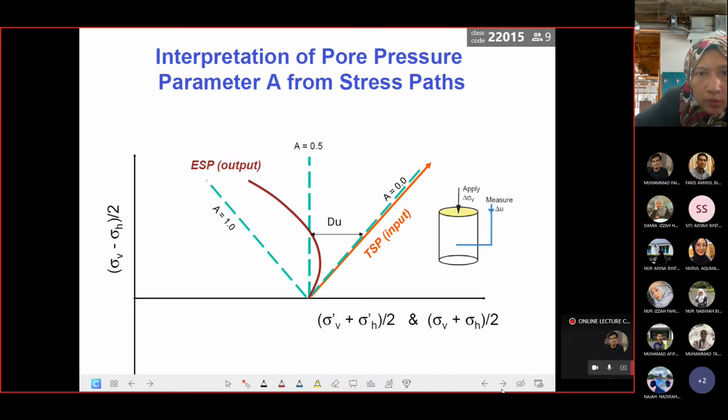Okay, interpretation of pore pressure parameter A from stress path. Yang ni pun the same thing juga, how it is defined and how it relates. Initially kita ada daripada total stress path untuk kita dapatkan ESP ni. Remember just now the formula is TSP minus dengan delta U. So delta U ni is a difference antara pore water pressure dalam condition total stress path dan juga effective stress path.